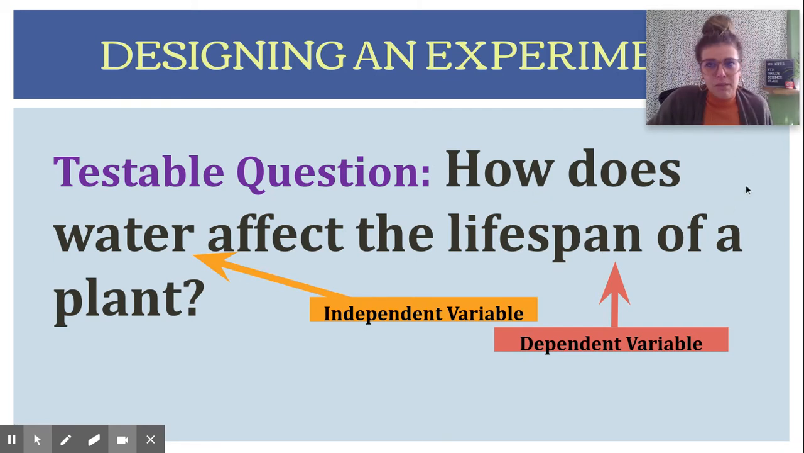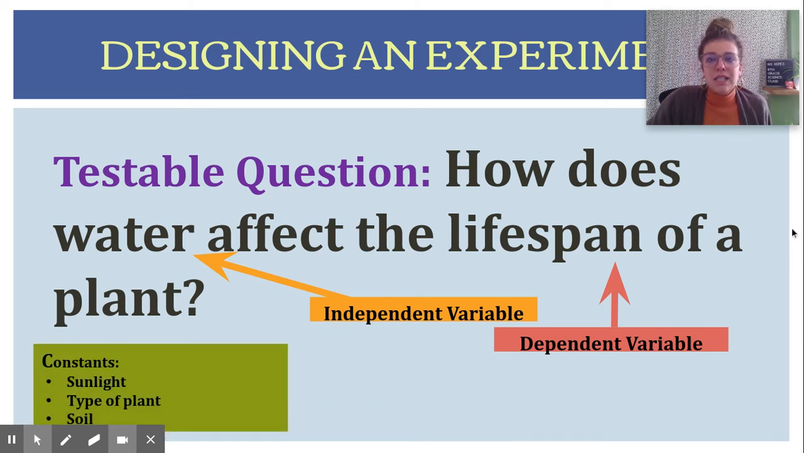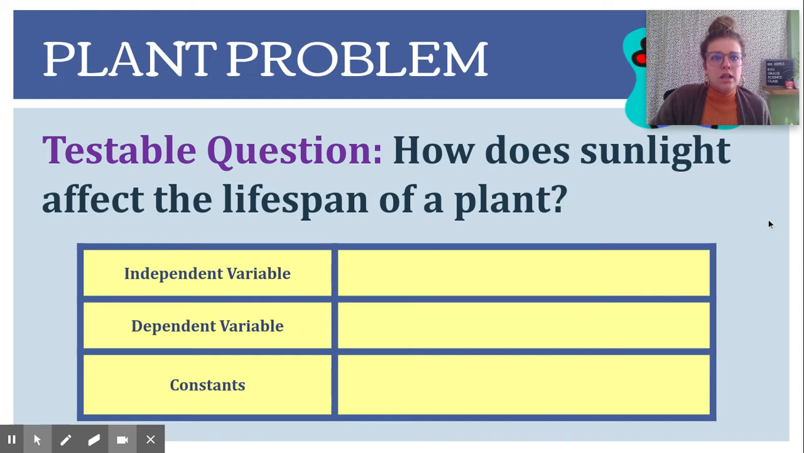If you're testing the amount of water, you would want to make sure you keep the sunlight the same, the type of plant the same, the soil the same, because you only want the amount of water to be what's affecting your experiment. If you change the soil, then you don't know at the end of the experiment if it was the water or the soil that affected the experiment, which is why it's so important you can only have one independent variable.